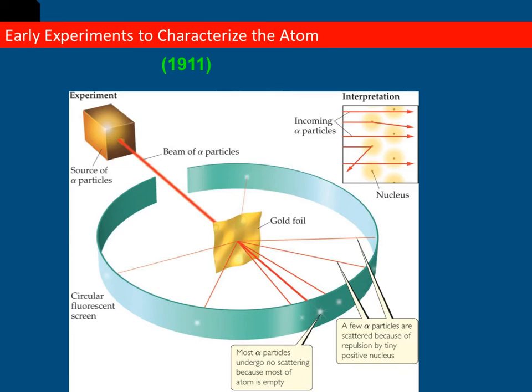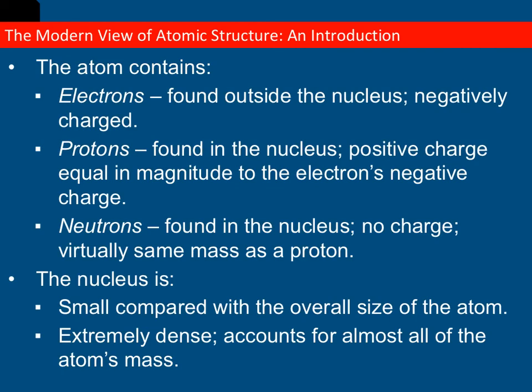So the resulting atom contains three particles: protons, neutrons, and electrons. The electrons found outside the nucleus were the negative charges. The protons are found inside the nucleus, and the neutrons are also found inside the nucleus. And they just add mass to the atom but have no charge. They virtually have the same mass as a proton, but they're just basically packing peanuts for the nucleus. Finally, the nucleus itself is small compared to the overall size of an atom. Extremely dense, and almost all the mass is right there in the nucleus.